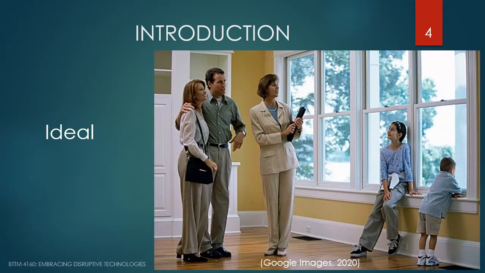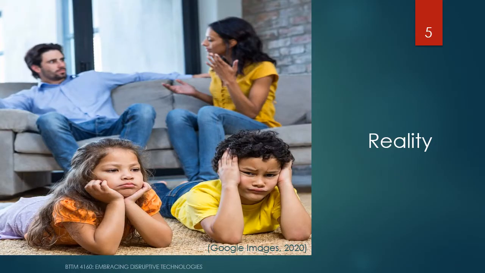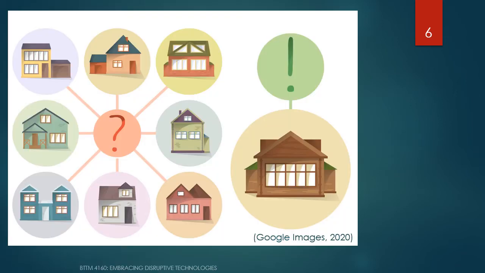The ideal thing would be to have a home whereby on the first visit you make to a house, everyone in the family is on board and everybody likes the same building at the same time, which is not the reality. Most times buying a home leads to a lot of stress and strife in the family because everyone has their preferences and they may not all be considered.